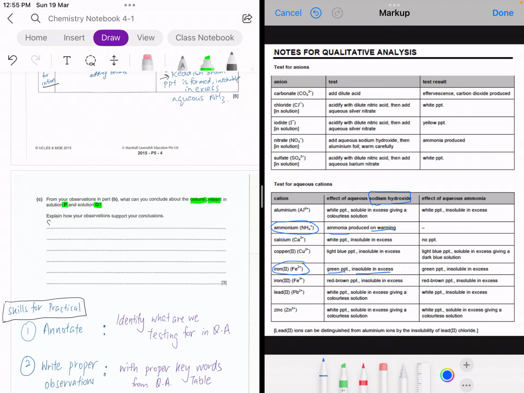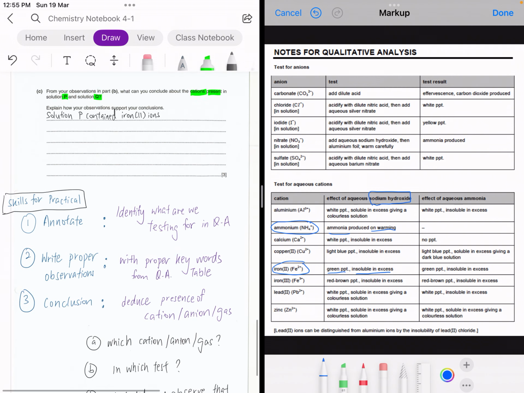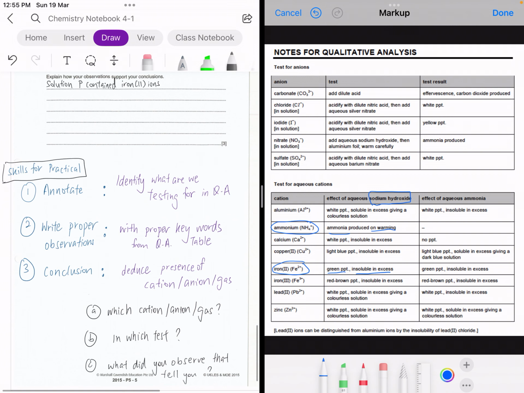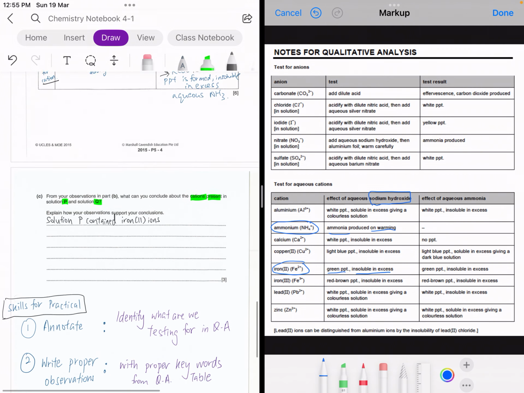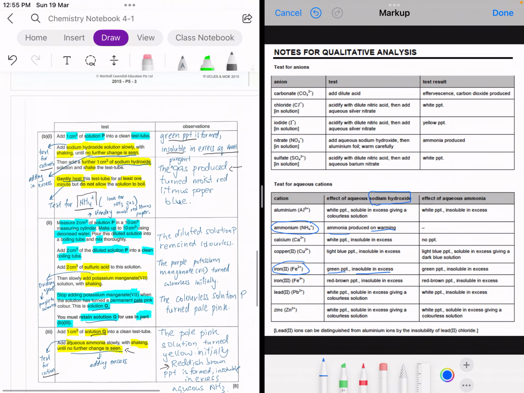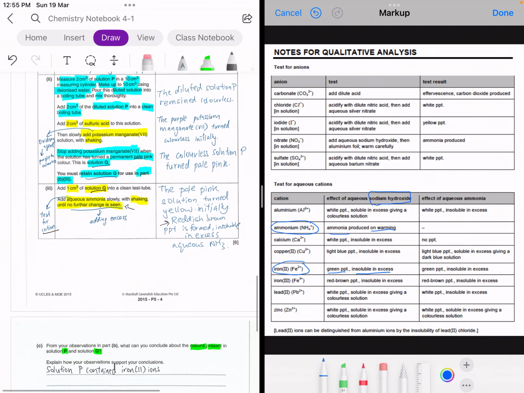So, solution P contains iron 2 ions. How do we know? We follow these 3 steps. We have already written down which cation is present. Next, we need to refer to which test, as seen in test B part 1. This allows us to save time from writing down the whole procedure.